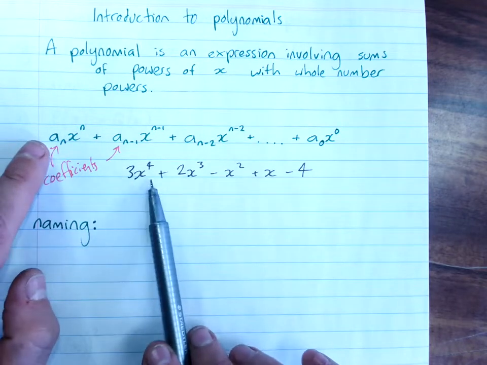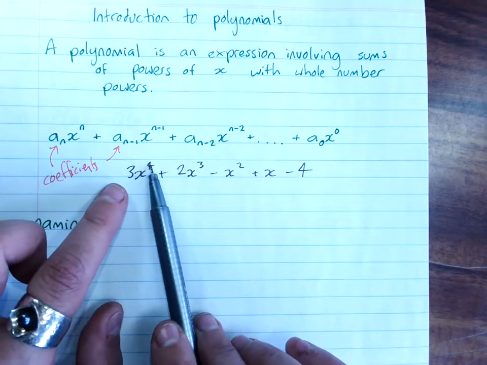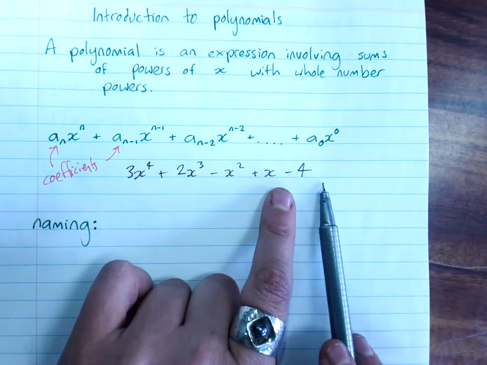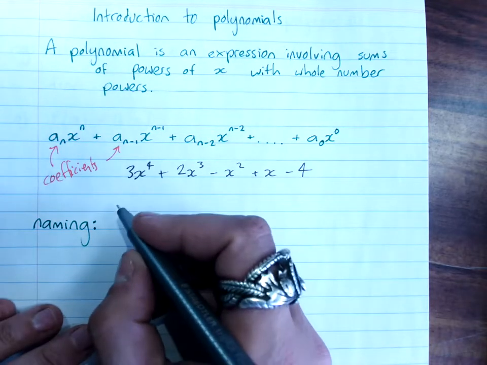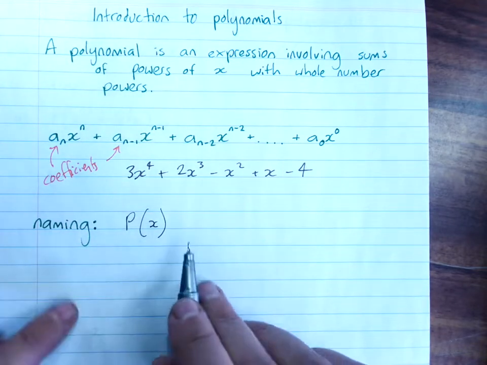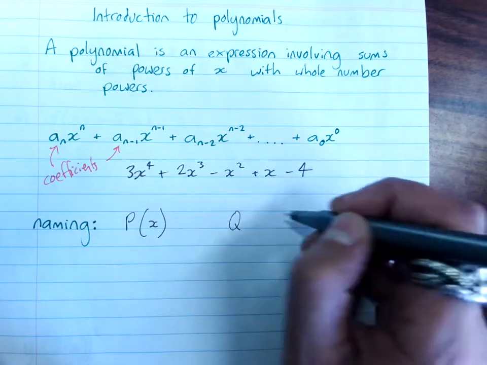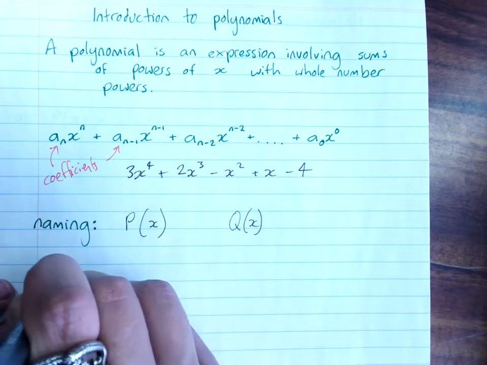The highest power of x is our leading term, so our leading term here is 3x to the power 4. Our constant is the one where there's no power of x occurring. And when we name polynomials, any polynomial can be named p of x. If we wanted to use a problem where we had two different polynomials, we could have a polynomial called q of x.